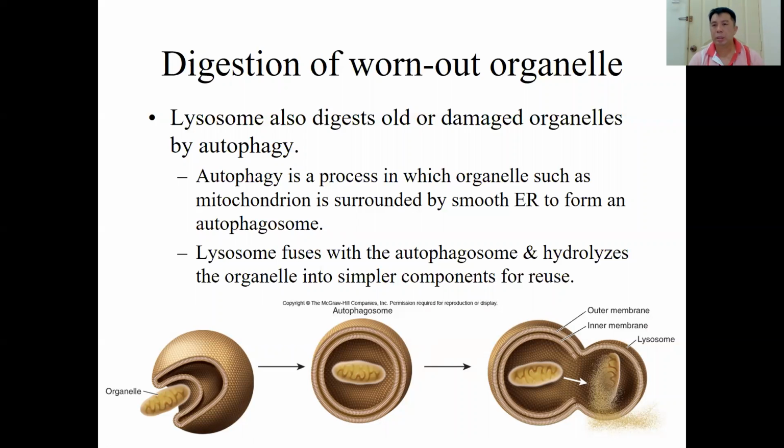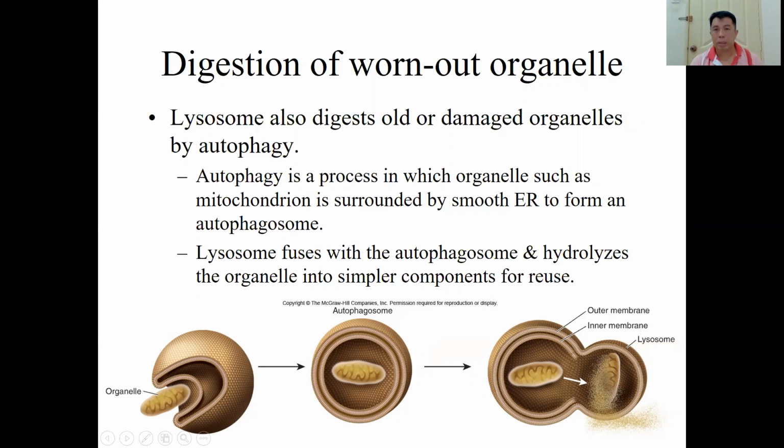So the function is actually similar to the ingested food particles, but the different thing here is that autophagy occurs. What is autophagy? It's a process in which organelles such as mitochondria are surrounded by the smooth ER. The smooth ER binds with the old or damaged organelle, so they form an autophagosome. Then these autophagosomes fuse with a primary lysosome to form a secondary lysosome.